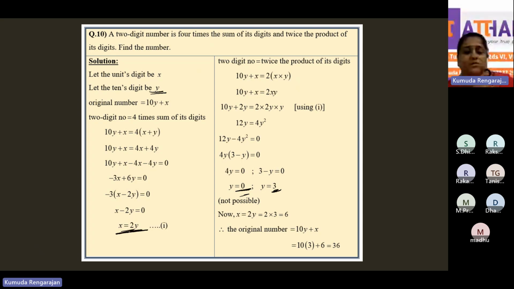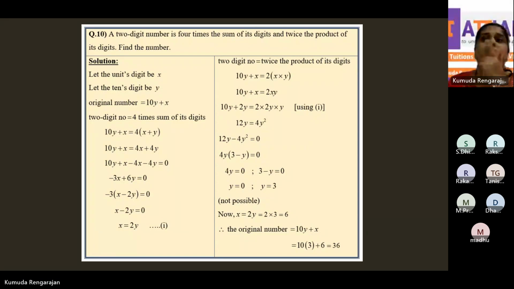If y is 3, then x is equal to 6. And so the number is 36. If you got 36. Should I help you, Florentina? You got it? Okay.